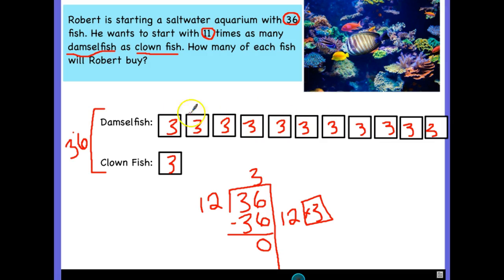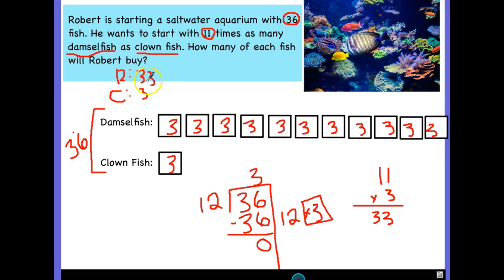Well, I could add 3 plus 3 plus 3 11 times, but the easier way to do it would be to say, well, there's 11 boxes, 3 in each box. Let's multiply 11 times 3. And that, of course, would be 33. All right, so if we're looking up here at our question again, it says, how many of each fish will Robert buy? Well, he's going to buy 33 damselfish and only 3 clownfish.